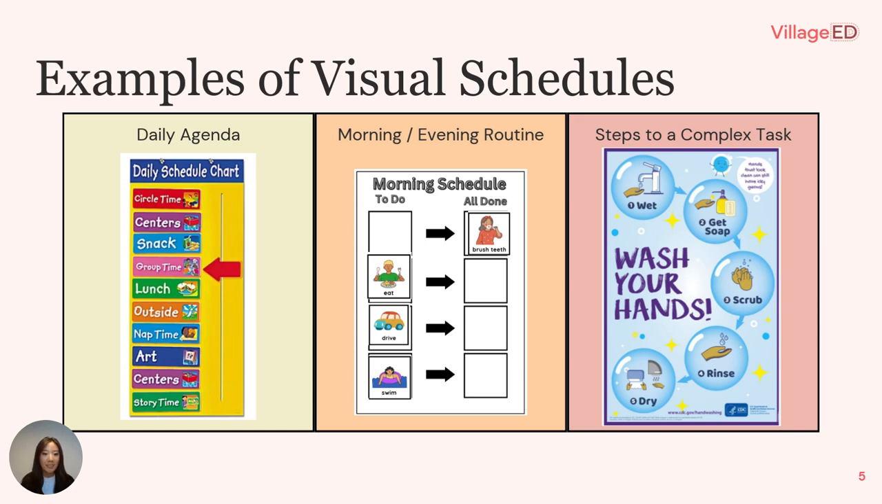And over here, we can see three different examples of the visual schedules that I just discussed. So the first one is a daily agenda. This is something that we use a little bit more commonly. And this one in particular in the illustration is something that we commonly see in an elementary school classroom. So it kind of outlines the agenda for the day.